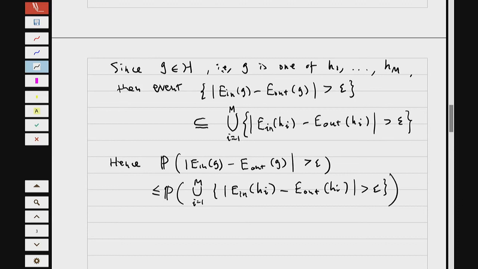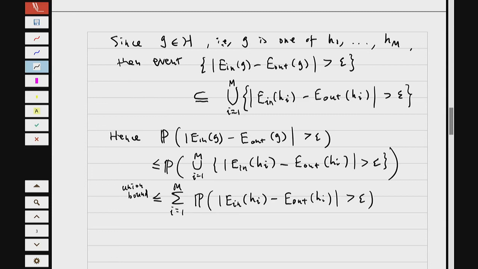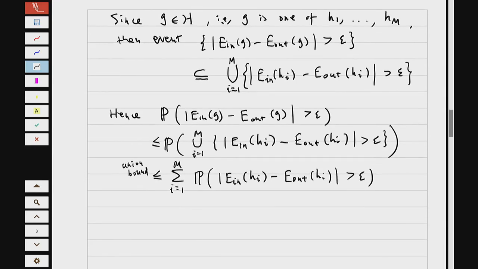Because it's a subset, the probability has to be less than or equal to that. And now we can apply the union bound. So this is less than or equal to the sum, i from 1 to M, of the probability that |E_in(h_i) - E_out(h_i)| is greater than epsilon. Right? By this stage, what more can we do? What is the next step once we have this?